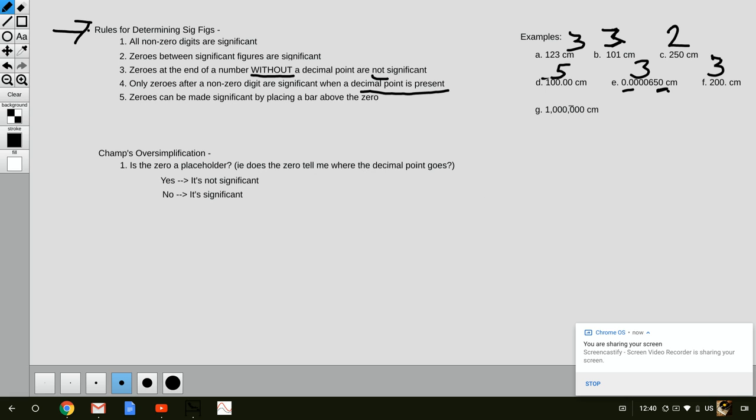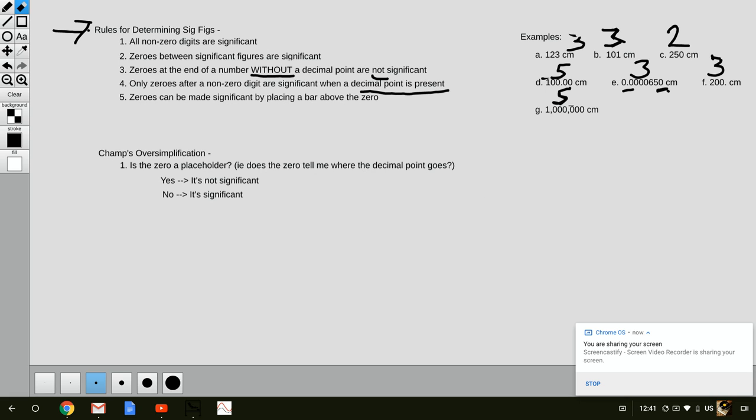Now, if you take a look at letter G, we have placed the bar above the 0, so now we're down to rule 5. That 0 where the bar is above is now significant. The 1 is significant, and that means the 3 zeros between the 2, back to rule number 2, are significant because they're trapped. So it would be 1 for the 1, 2, 3, 4, and 5 sig figs for that measurement. So that is how you use the 5 rules for determining sig figs.